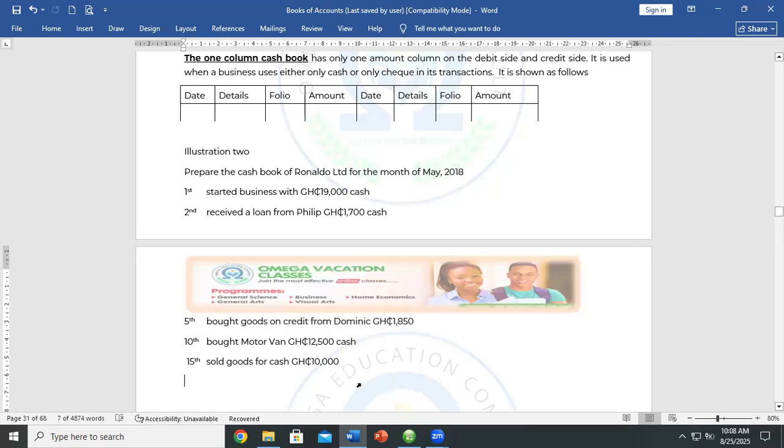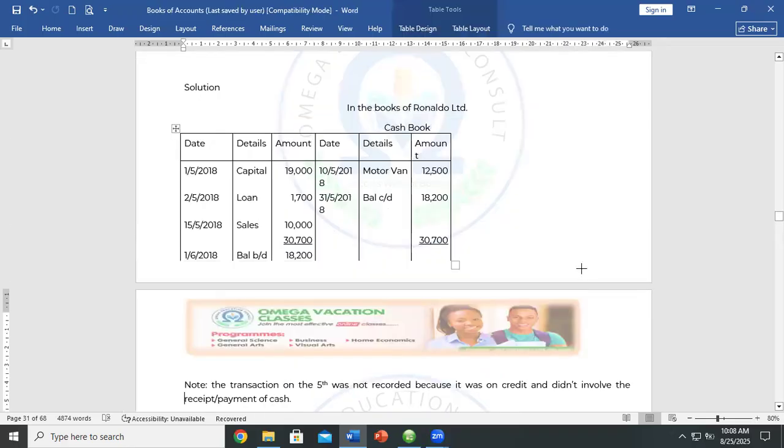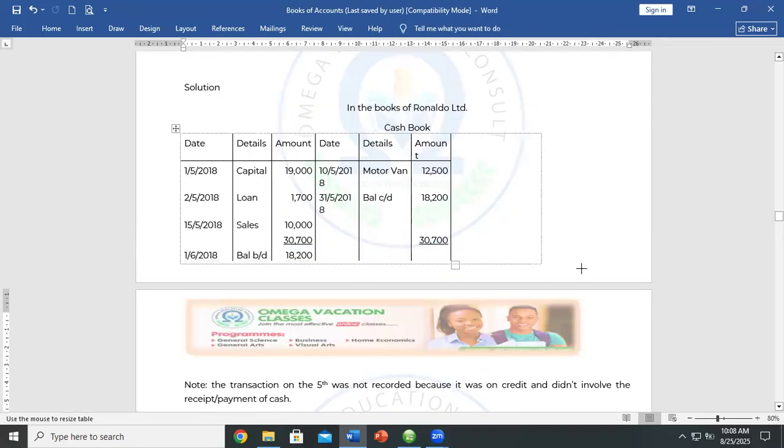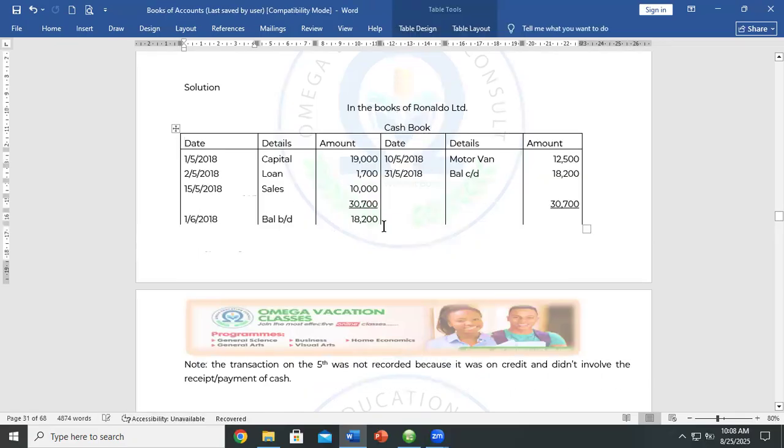So you set up your cash book like this. Okay, I think you can see it here. For you, you'd rule your lines in your exercise book, right? So I think you can see them. The title, cash book. Then this is your debit side: date, details, amount. Your credit side: date, details, amount.